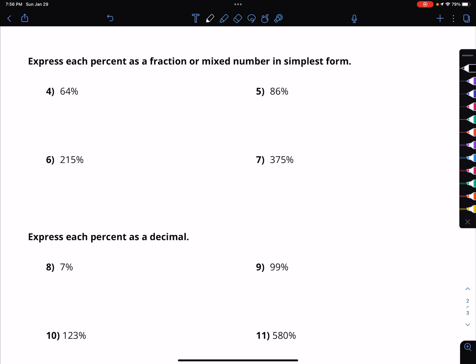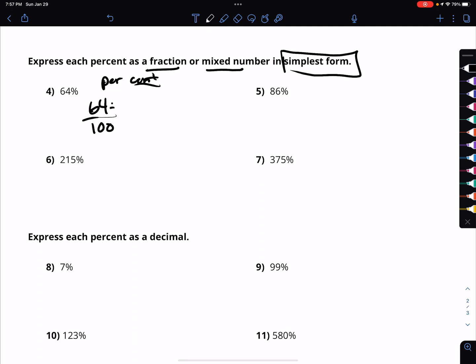We're turning each percent into a fraction or mixed number, and the key being simplest form. So percent, remember that means per cent, or for each 100. So 64% is 64 hundredths. And as a fraction, I could divide by 2, and I get 32/50. I can divide that by 2 again, and then I get 16/25. Is that right? That seems wrong.